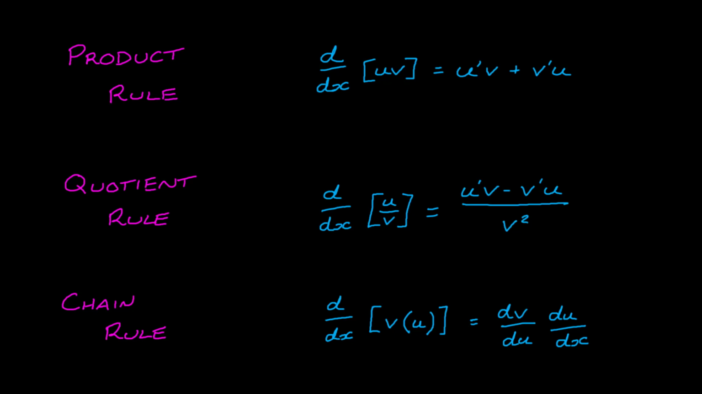So our product rule becomes the derivative of u times v is u dash v plus v dash u. The derivative of the quotient u divided by v is u dash v minus v dash u all over v squared. And the derivative of v as a function of u is dv du times du dx.